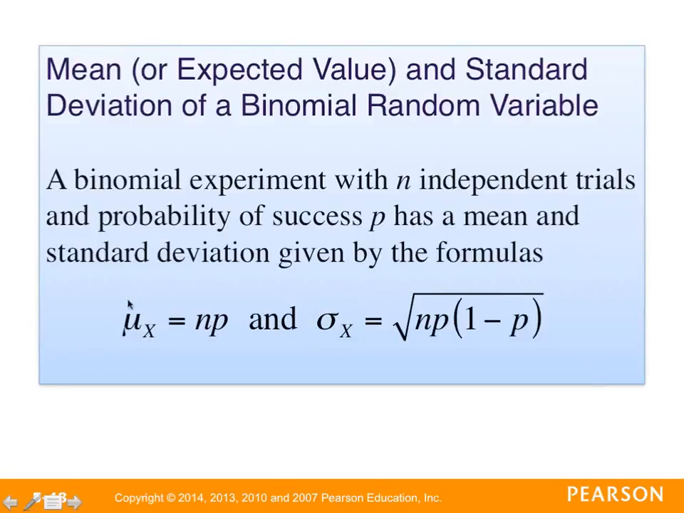So in order to find mu of x, that's your mean, all you have to do is take the number of trials and multiply it by the probability. The probability should be written as a decimal, not a percentage. And then in order to find the standard deviation, all you have to do is n times p times 1 minus p, and then take the square root of that, and that will give you your standard deviation.